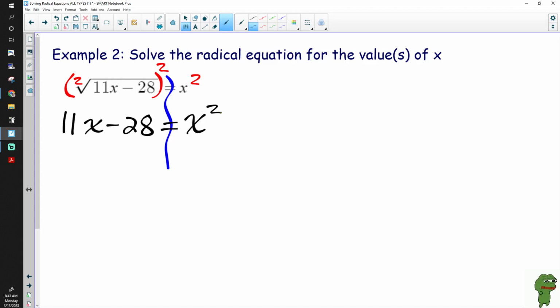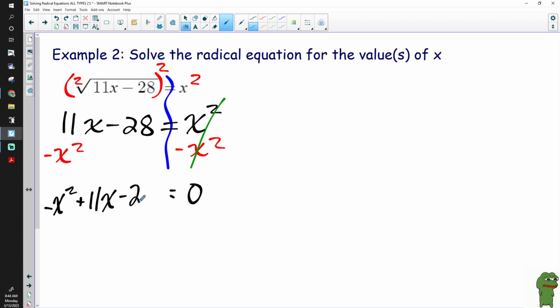So you can either move the 11x and the 28 over, or you can move the x squared only. I like to only have to move one thing. So I think it's easier if we just subtract x squared and put it out front. Only have to move one thing, but you could move the other two to the right if you want. On the right side, that's just 0. On the left side, I have negative x squared plus 11x minus 28. See how that works?